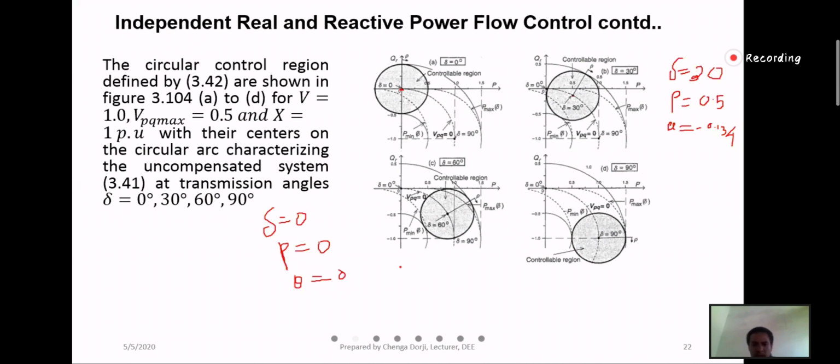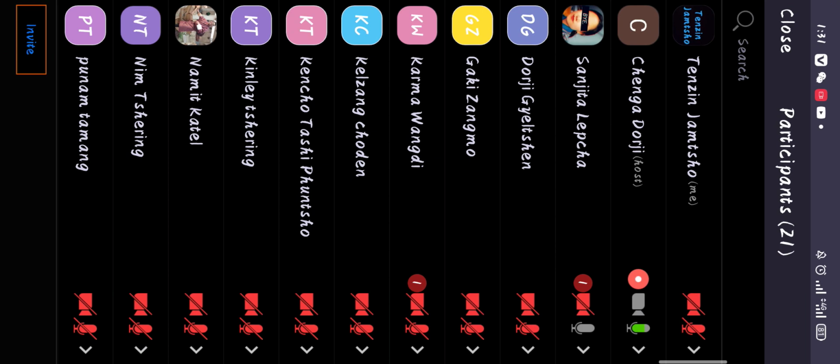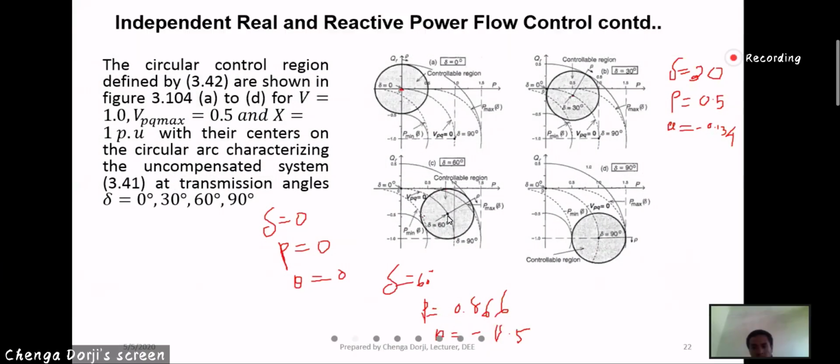Then similarly, when del is equal to 60, p is equal to 0.866 and q is equal to 0.5, that is 1 minus cos 60, so minus 0.5. When you plot this, you will have 0.86 here and then minus 0.5. With this as center, you draw this circle. So for any region you will be able to draw.